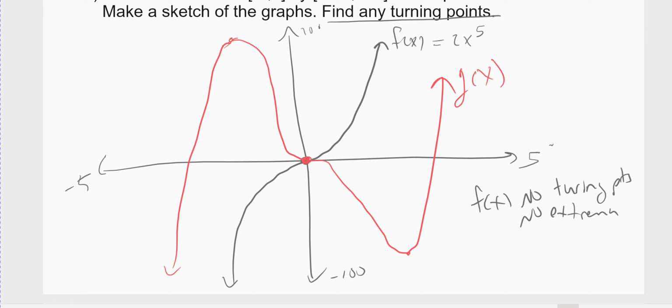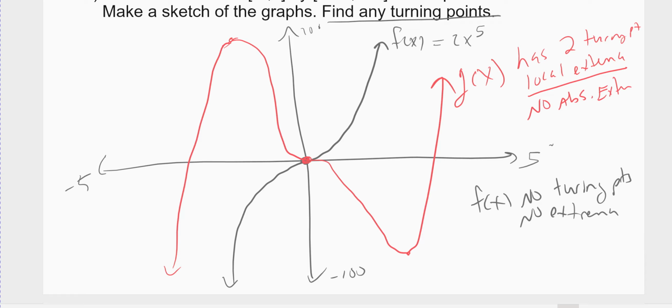G of x has two turning points. G of x has two local extrema. It has two turning points. Local extrema. However, it also has no absolute extrema. That's where they're the same. The absolutes are the same.